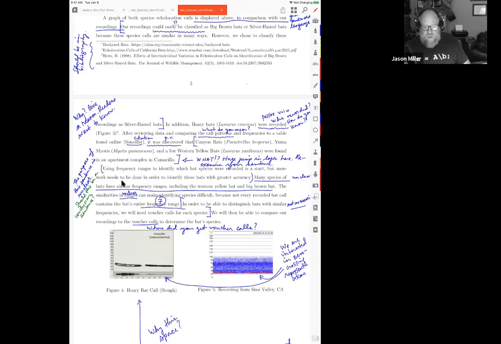Yeah, and I think this is an argument you're trying to make in the previous paragraphs. So maybe the sentence should go with the previous paragraph or the conclusion of the previous paragraph. And then this next sentence, there would be a nice transition to the next paragraph if it started: Many species of bats have similar frequency ranges, including the western yellow bat and big brown bat, which hopefully would be made clear from the previous paragraph.